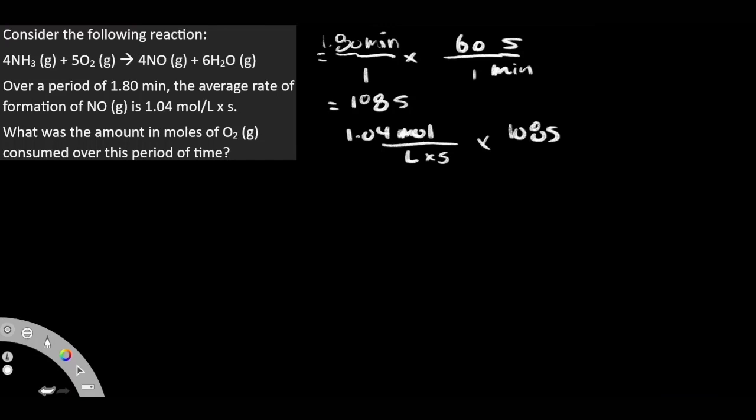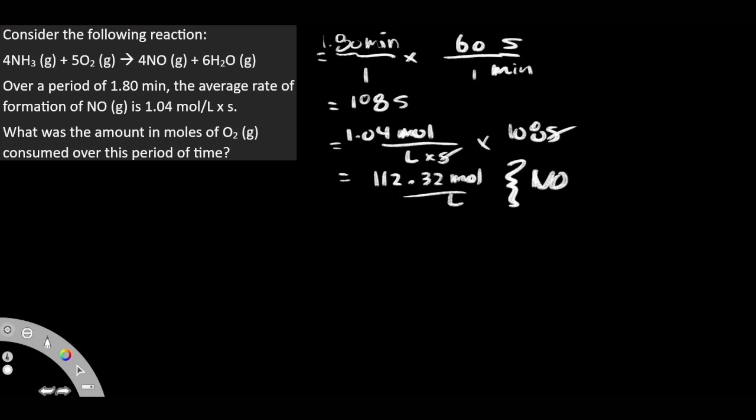That way I can figure out what my moles per liter is, a value of 112.32 moles per liter. So this is my concentration, okay? But again, this is all to do with my NO, as we can see over here. The question is asking for moles of O2. So how do I do this?